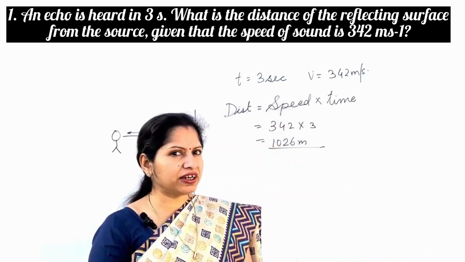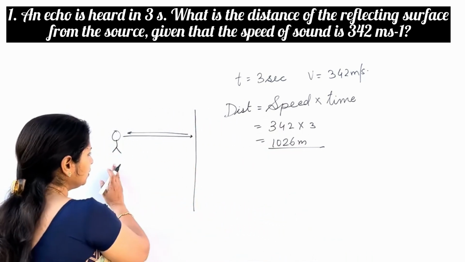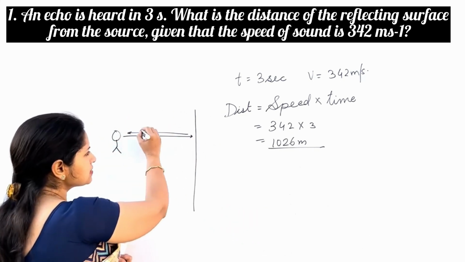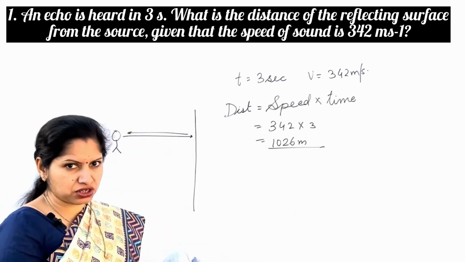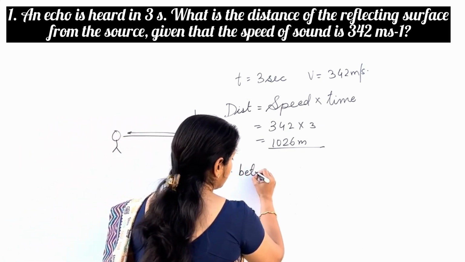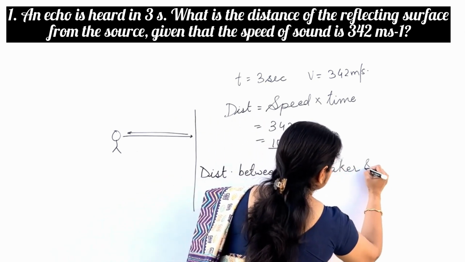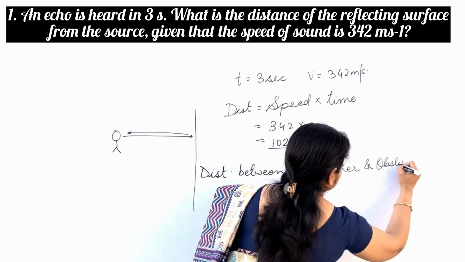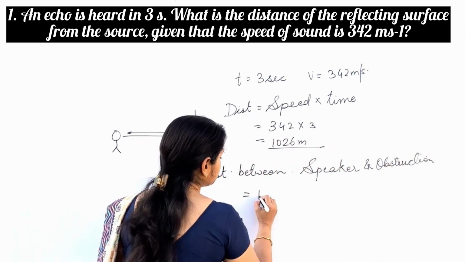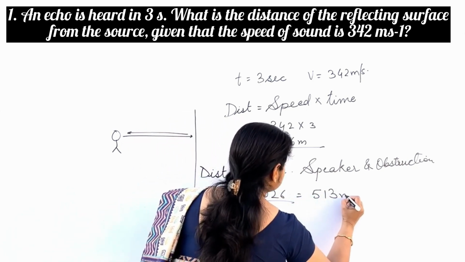But are we asked to calculate this distance? No. We are asked to find out how much is the distance between the speaker and the obstruction. So between these, the total distance covered by sound is 1026 meters. So the distance between speaker and obstruction will be half of this, and that is equal to 1026 divided by 2, that makes us 513 meters.